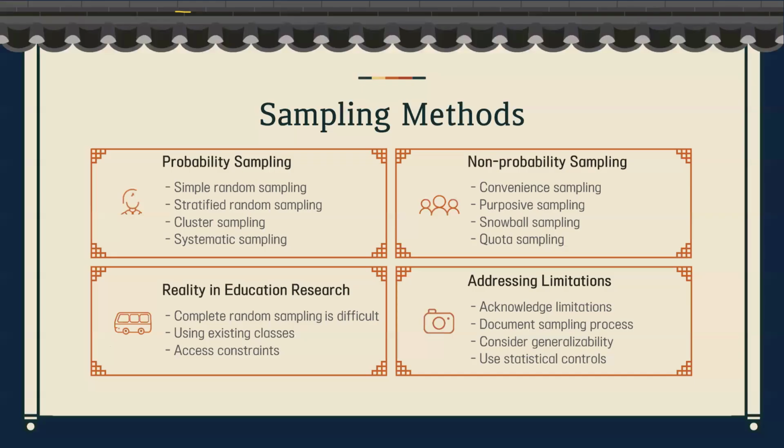Probability sampling means every person has a known chance of being selected, which gives the best representation. Non-probability sampling is less systematic, like convenience sampling. In reality, in education research, true random sampling is often difficult because we use existing classes. If you must use non-probability sampling, we need to acknowledge the limitations.